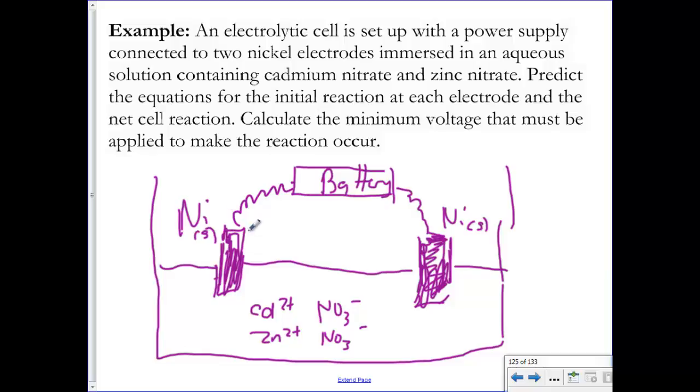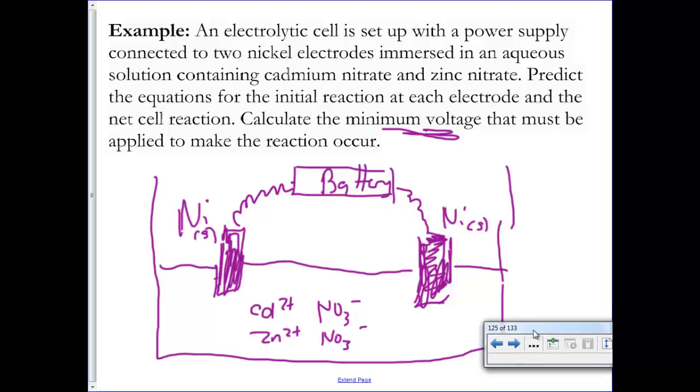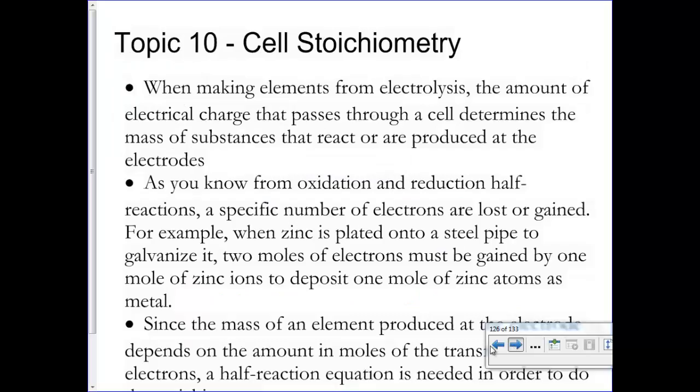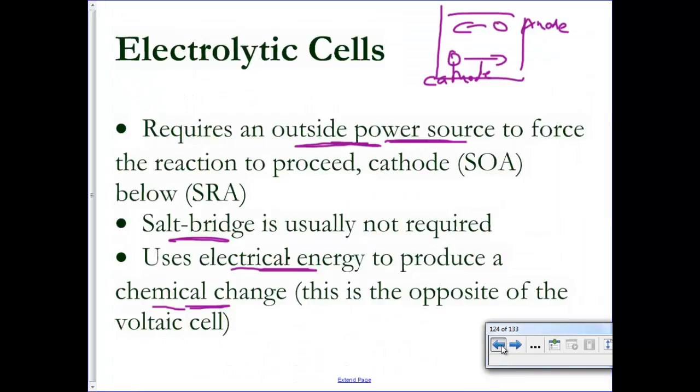So, okay, we want to try to figure out the minimum voltage required to make a reaction occur here. So, let's talk through what we've got. I need to find one of those sheets. I don't have one nearby.